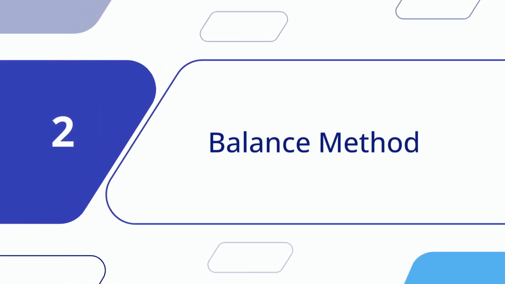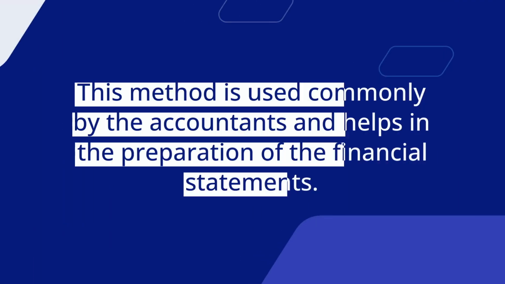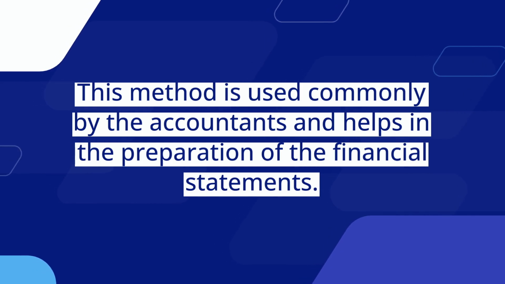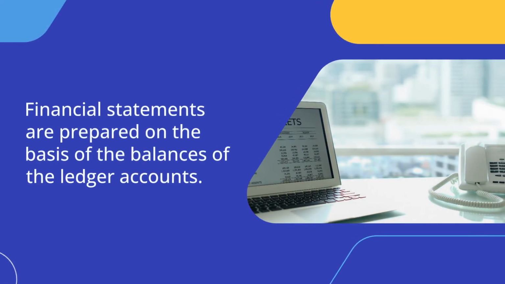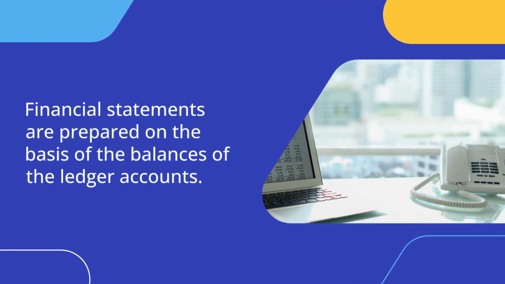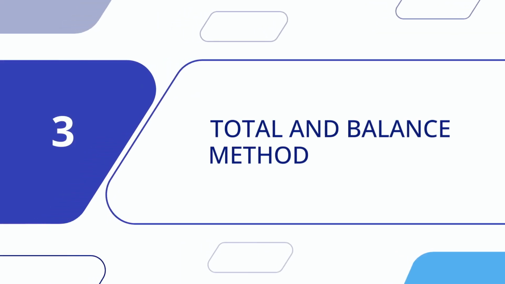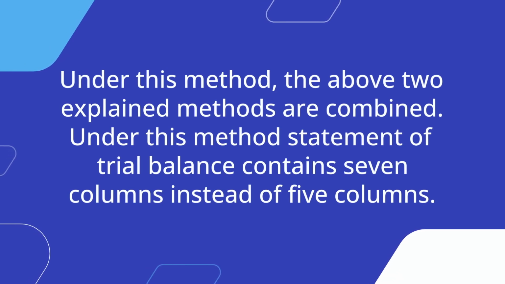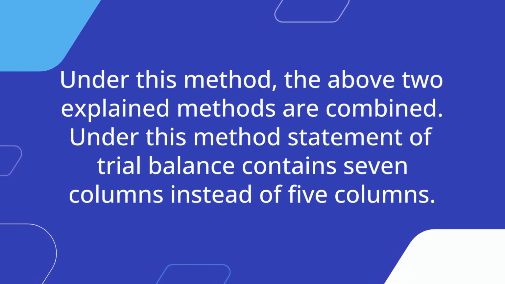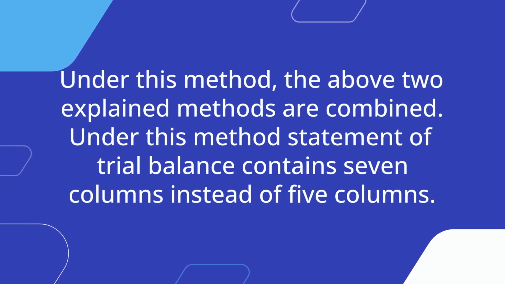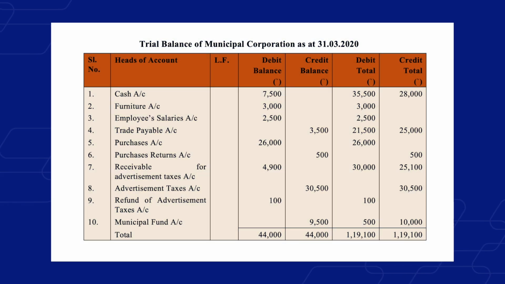Then we have the balance method. This method is used commonly by the accountants and helps in the preparation of the financial statements. Financial statements are prepared on the basis of the balances of the ledger accounts. And then we have total and balance method. Under this method, the above two explained methods are combined. Under this method, the statement of trial balance contains 7 columns instead of 5 columns. An illustration of this method can be seen on the screen.